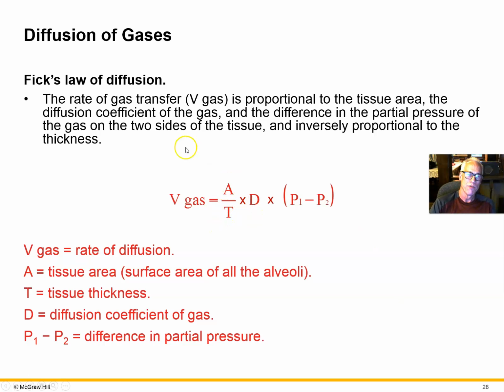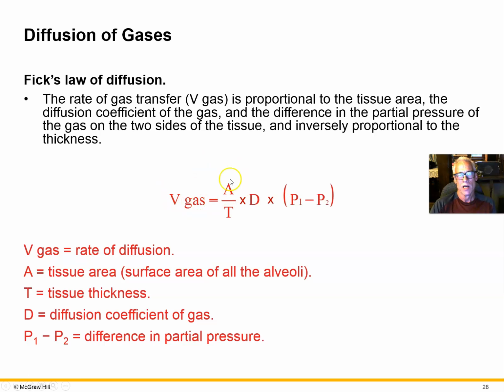So thinking about the diffusion of oxygen and CO2 across the respiratory membrane, the walls of the alveoli and blood capillaries. We need to diffuse gas from the alveoli into the blood, oxygen mainly. We need to diffuse CO2 from the blood into the alveoli. What determines the amount of gas that can diffuse per unit time across that membrane of all the alveoli?